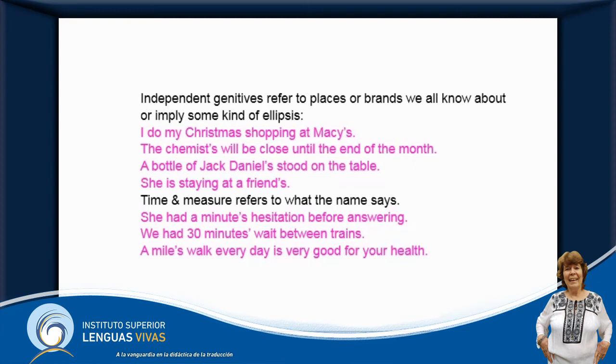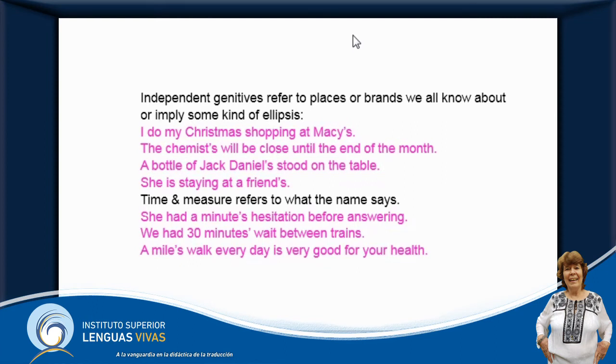If you say the chemist's will be closed until the end of the month, it means that we know what chemist we are talking about. It is a shop that is special and it belongs to the chemist. If you say a bottle of Jack Daniel's stood on the table, we know that Jack Daniel's is a brand for a whiskey, and so there we have an apostrophe S to say that a bottle of his, or his brand, stood on the table. If you say she is staying at a friend's, it goes with an apostrophe S, and here we are implying that it is a friend's house.